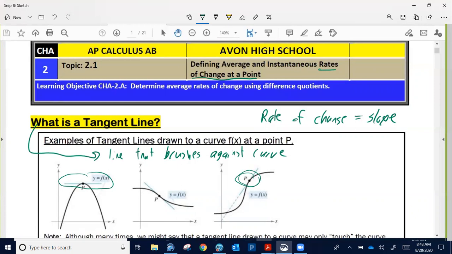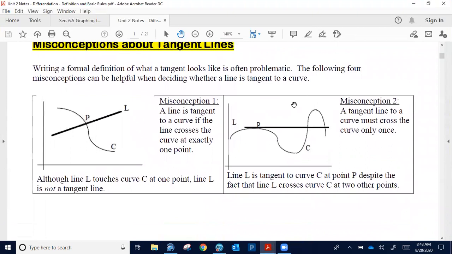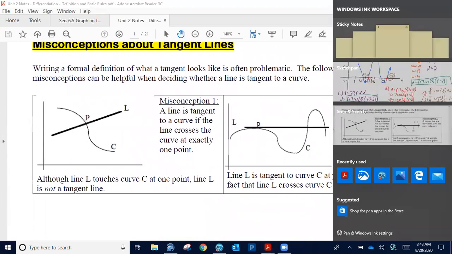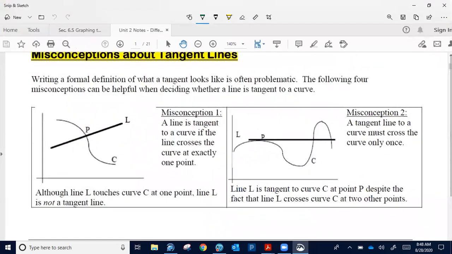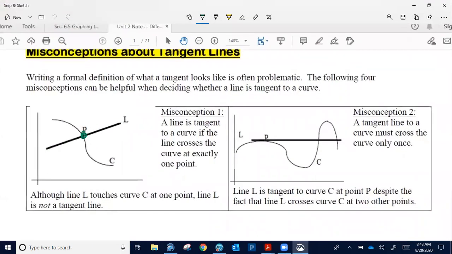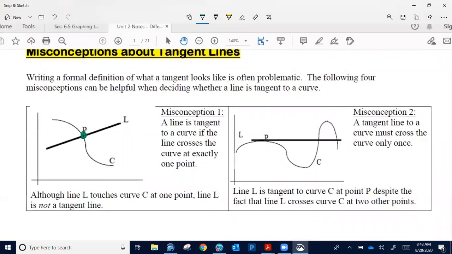Now, there's some misconceptions about a tangent line. People think tangent line means 1 point and 1 point only. Well, in this picture, this thick line L is hitting our thin line in one spot, but it's crossing through it. It's not brushing up against it. So no, that is not a tangent line.